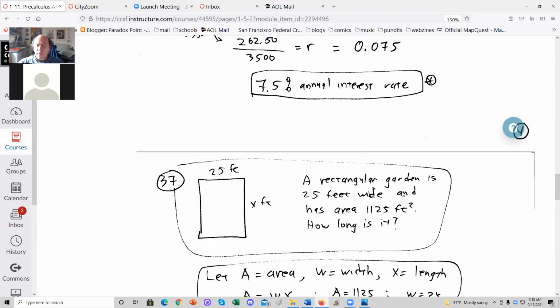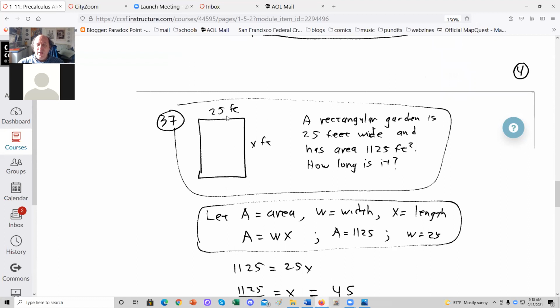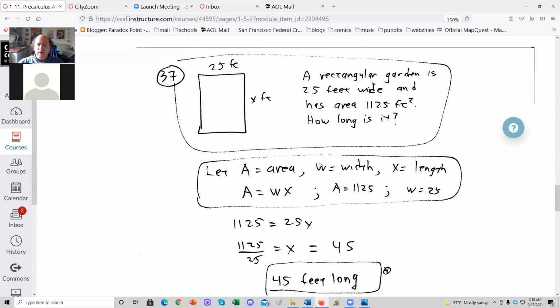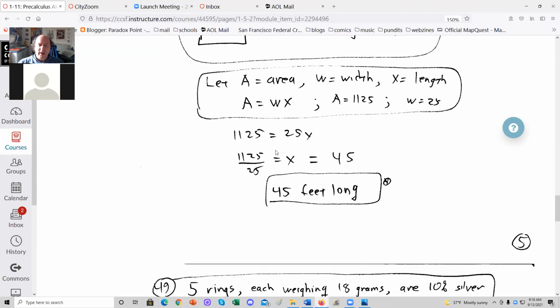in algebra. Here we have a rectangle, 25 feet wide and x feet long. Its area is 1125 square feet. What's the length x? A equals area, W equals width, X equals length. A equals W times X is the equation. We're given that A equals 1125 and W equals 25. So 1125 equals 25X, and at this point, the algebra kicks in. Divide both sides by 25, get X equals 45. So the answer is the rectangle is 45 feet long.